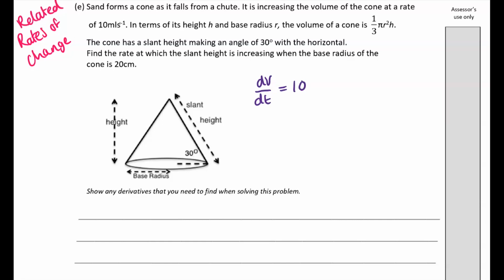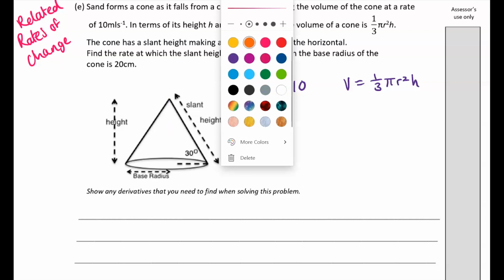In terms of its height, h, the base radius is r, and we've got the volume of a cone. So volume is equal to a third pi r squared h. So we've got a way that those things are connected in that formula. We also have another point of connection with them. If we look at this triangle, let me just make that a bit brighter.